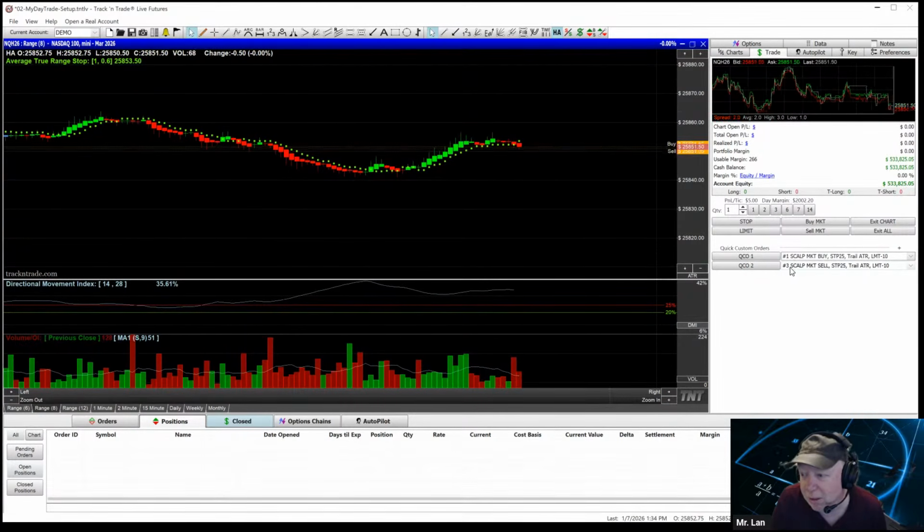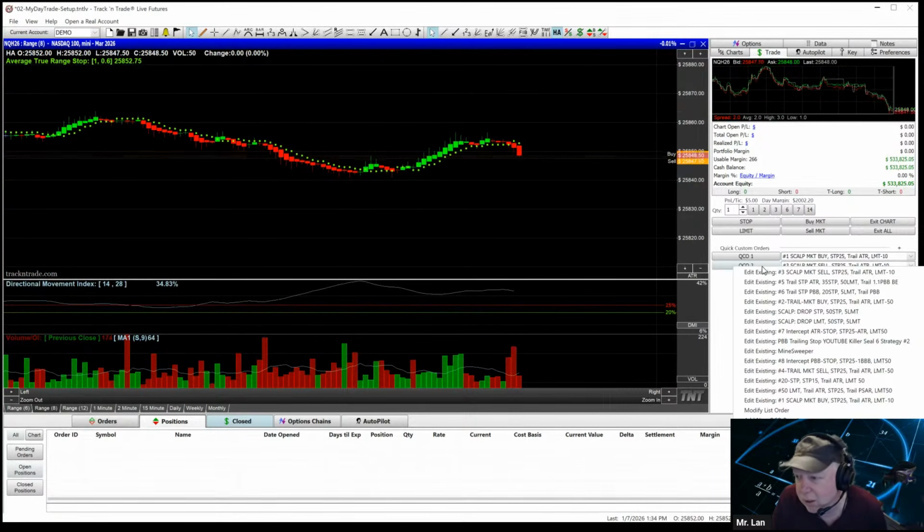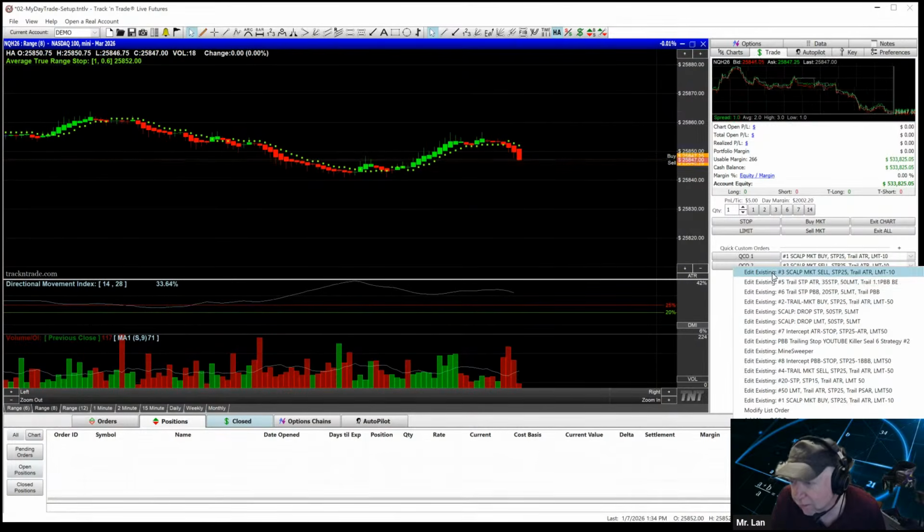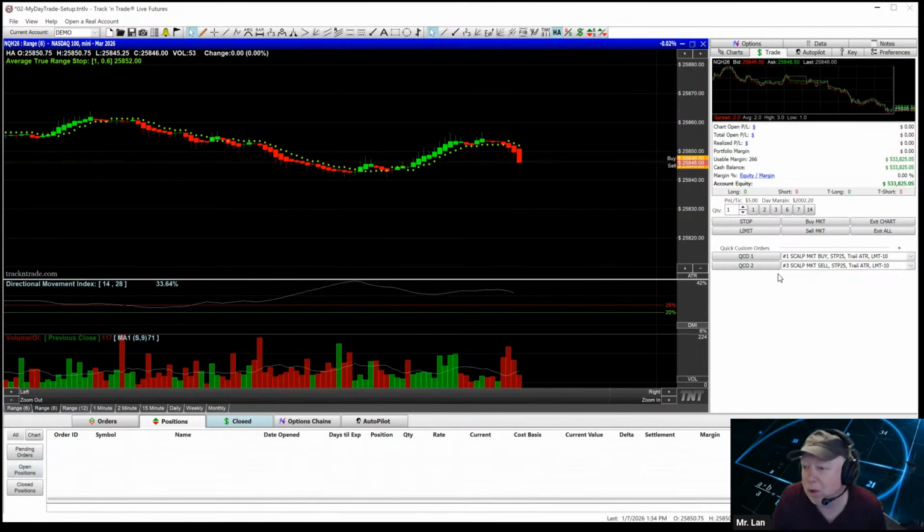It would be this one, number 3. I should probably rename that 2, but it's 3. Scalp market sell. Have I got another 2 in here? I do. It's trail market. I should name that one 3, and this one should be 2. Why don't we do that? I'll show you how to do it, just so you can know how to edit things.